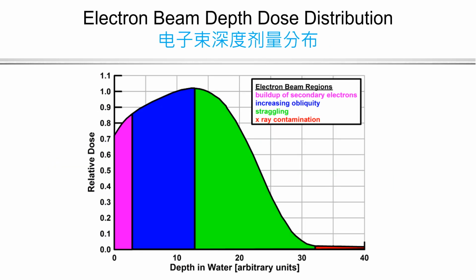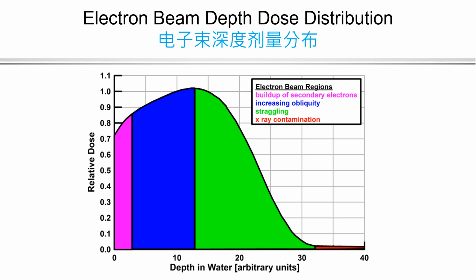Before deconstructing a proton depth dose distribution, it is useful to review the components of an electron depth dose distribution. This slide shows a depth dose distribution for an electron beam with different regions color-coded. Near the surface, electrons ionize atoms, generating secondary electrons. A buildup of these secondary electrons occurs in the first few millimeters of depth until an equilibrium condition is met. This is shown in the magenta region.